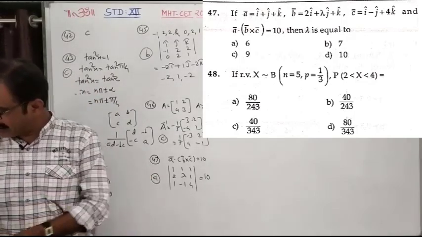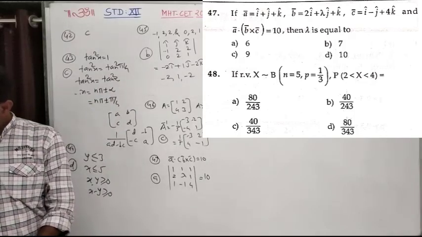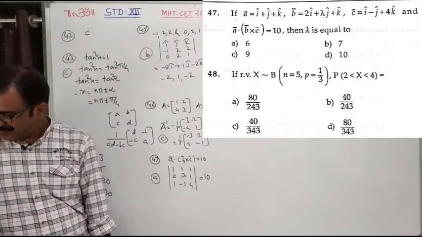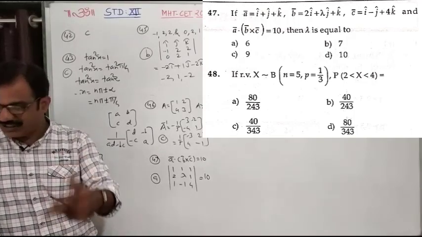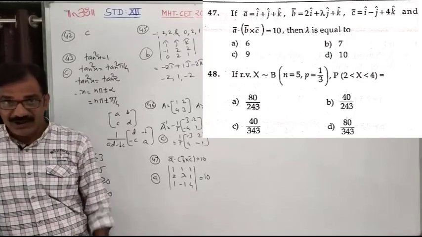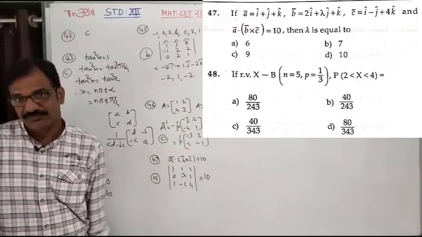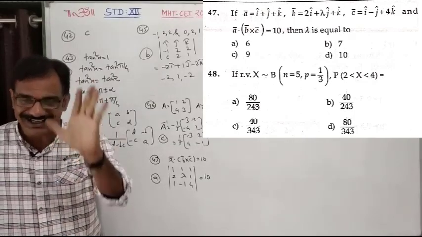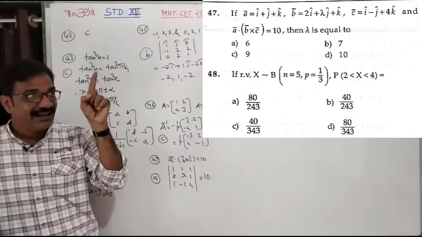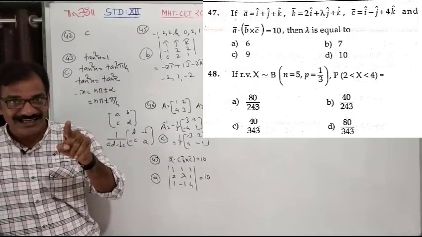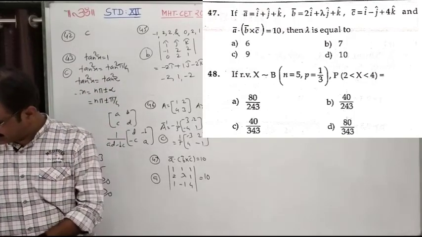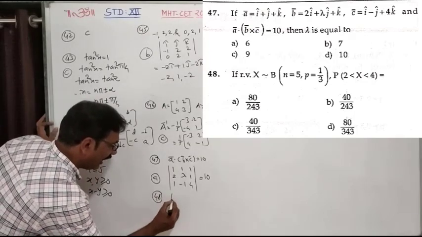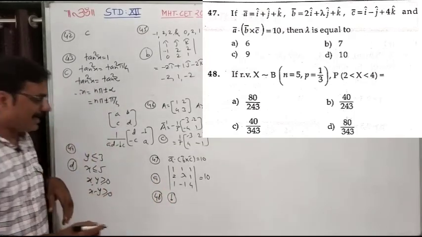See the question number 48. It is from the binomial distribution. P is given 1 by 3, so Q is 2 by 3. Probability of 2 less than x less than 4 means you have to find the probability of P of x equal to 3. What is n? n is 5. 5C3. Yeah, like that. I hope you can easily solve that.